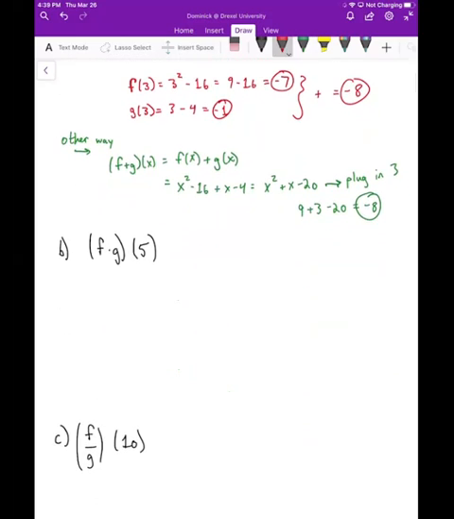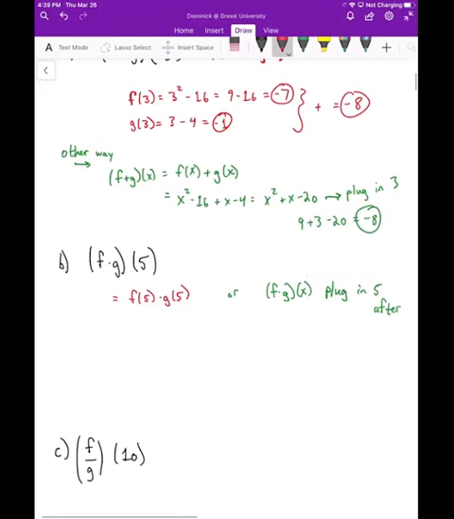Okay, let's look at part B. Now part B, we could do something similar. So we could say that this is either f of 5 times g of 5, or you could find f times g of x and then plug in 5 later. I'm going to do it the first way just for fun.